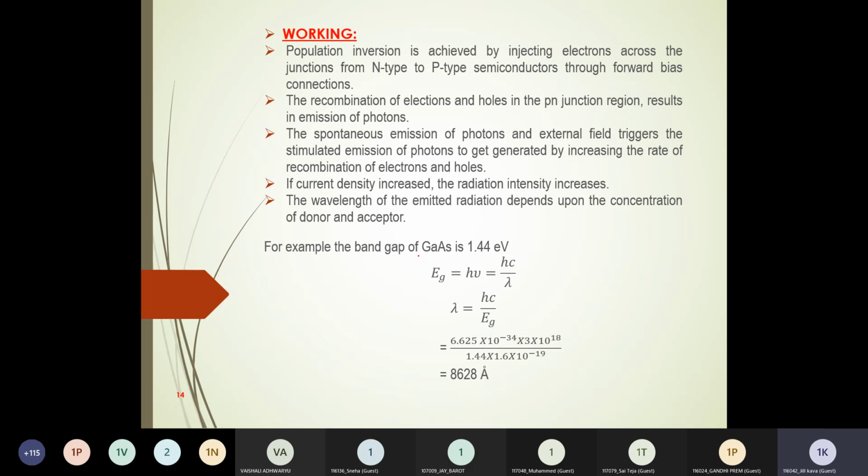Here is one example: gallium arsenide, whose band gap is 1.44 eV. We know that Eg is equal to h mu, and by substituting mu as c upon lambda, we get Eg as hc by lambda. If we want to find lambda, then lambda is hc upon Eg, where h is a constant, c is also a constant, and Eg for gallium arsenide is 1.44 eV. By substituting all the values, we find the wavelength of gallium arsenide as 8628 angstrom.